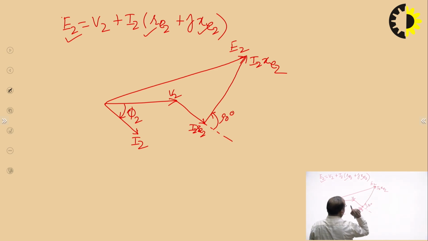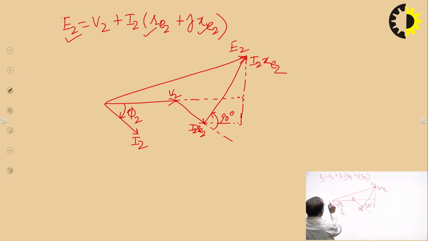Now, what can we do? We extend this line like this. From here we draw the perpendicular line. Similarly, here we draw a horizontal line. That way we complete this diagram, and then we can derive the expression for voltage regulation.